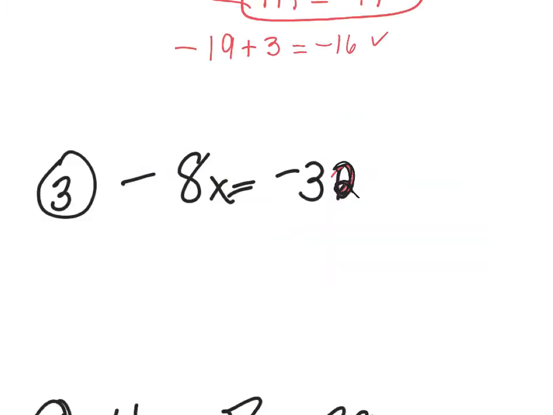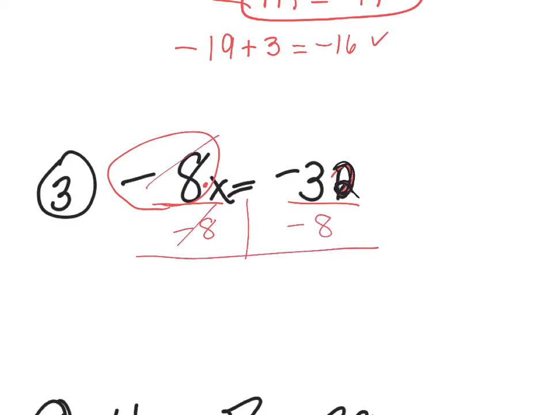Negative 2. Is that what I wanted? Yep. All right, on this one, what does it mean when negative 8 is sitting next to x? Multiply. So we're going to undo multiplication by? We're going to divide both sides by? Nope. What's the number out in front? Negative 8. If you don't show what you're doing to both sides and using the same number, it's going to be wrong.